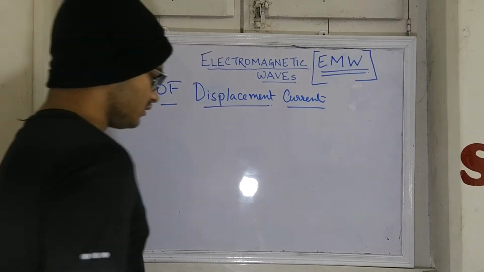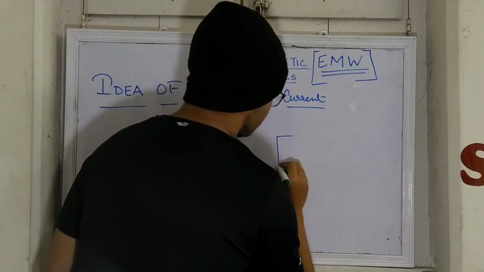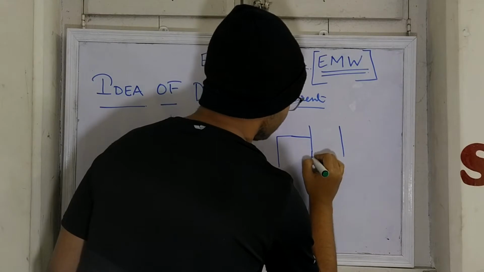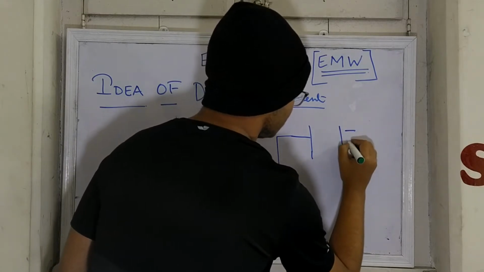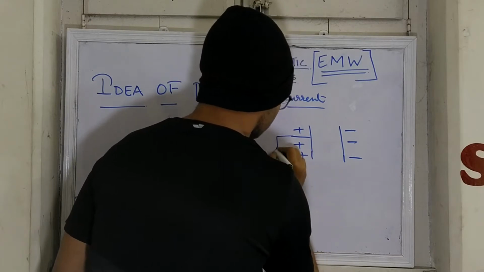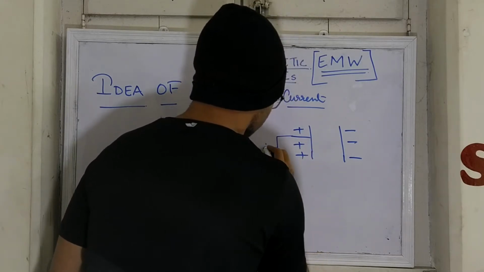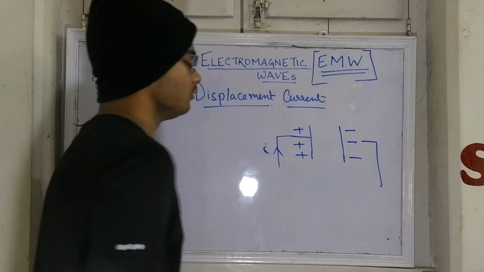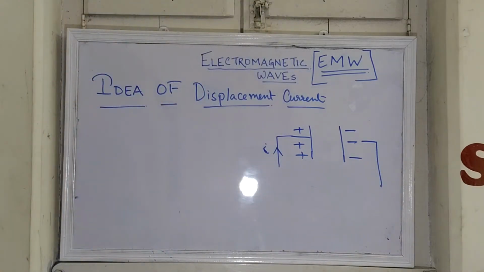So we draw a circuit again here. The circuit was going like this, no need to draw the entire circuit. So this was the parallel plate capacitor. This side was getting a negative charge and this side was getting a positive charge. So current was flowing in this direction and the key was closed, right? Maxwell brought the idea of displacement current.